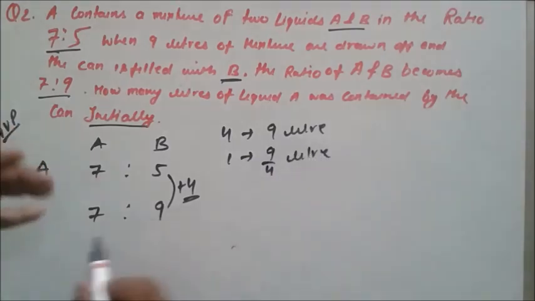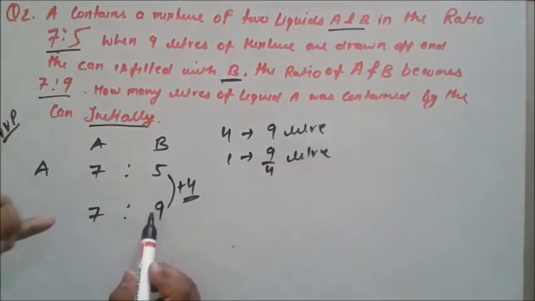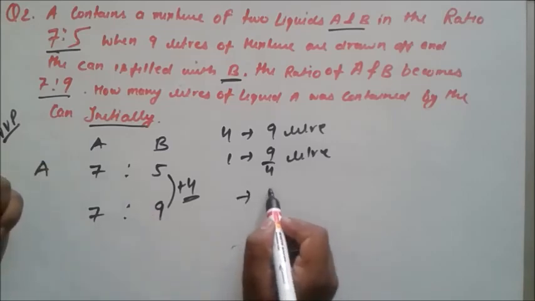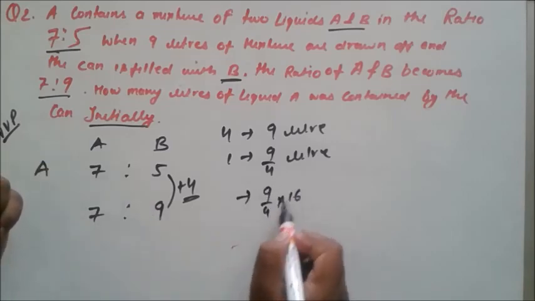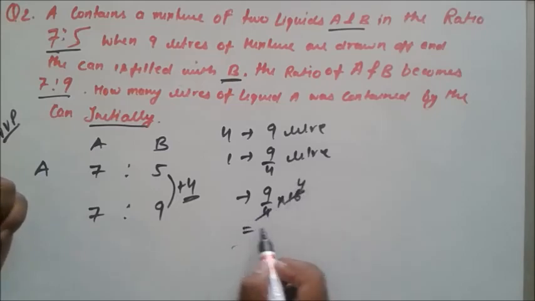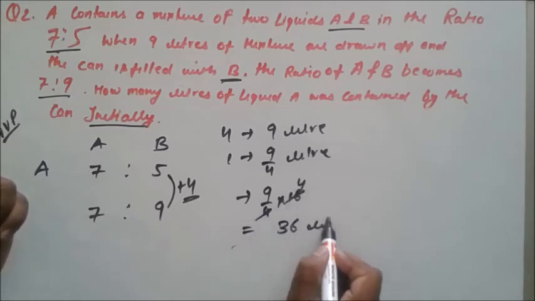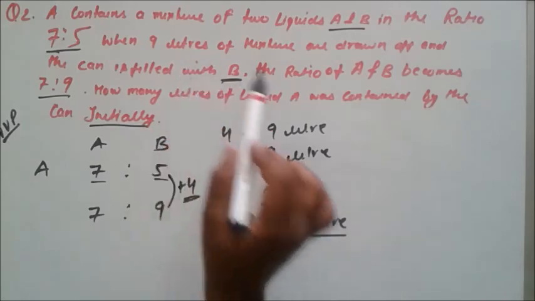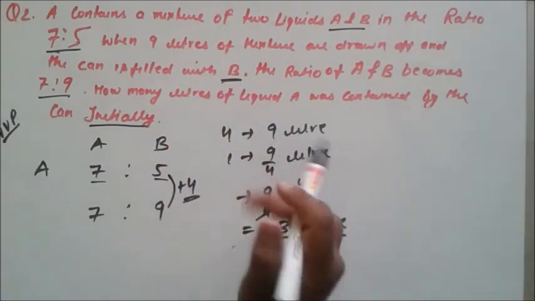Now we can calculate the value of 16 points. 9 plus 7, 16 points. The value of 16 points is 9 by 4 into 16. 4 fours are 16, so 36 liters. So 36 is the total quantity of mixture, and the total quantity of mixture remains the same. The only thing that changes is the ratio, because we are replacing 9 liters of mixture with the same liters of liquid B.